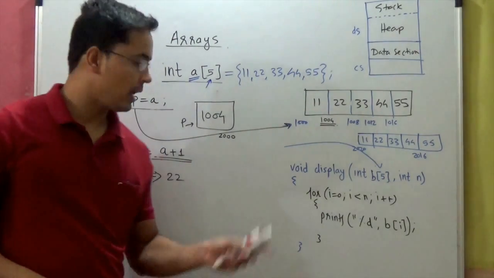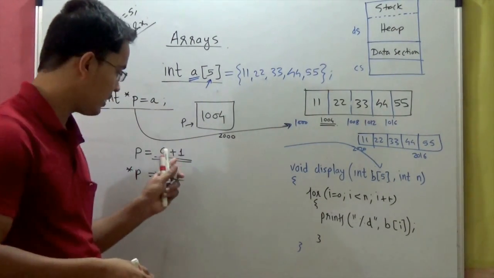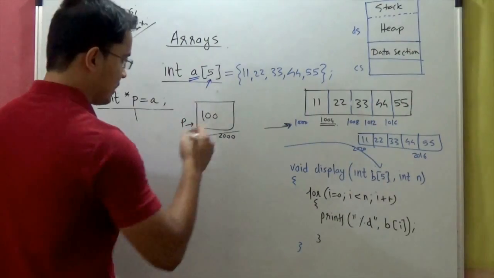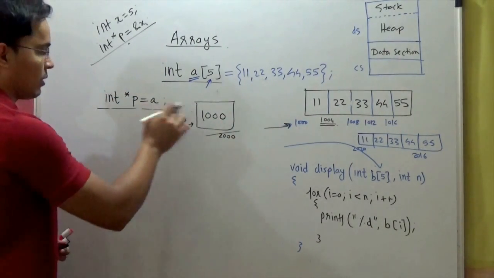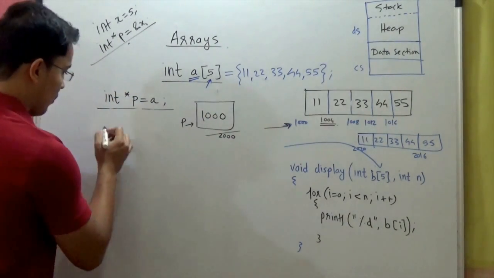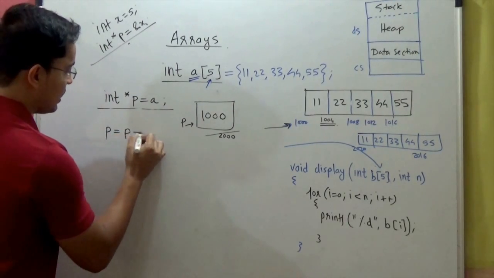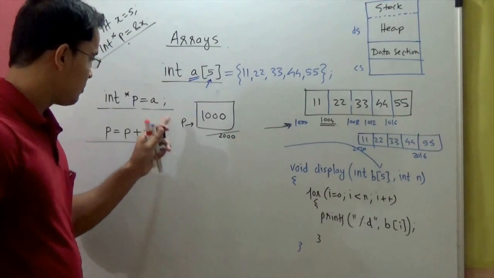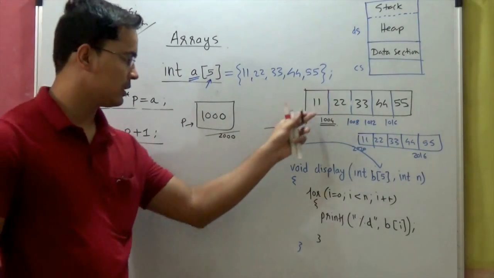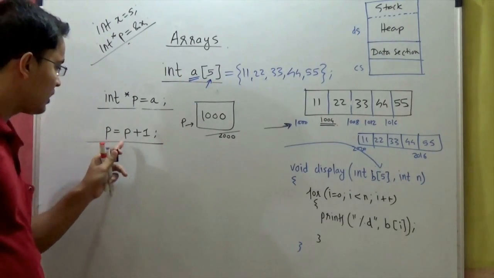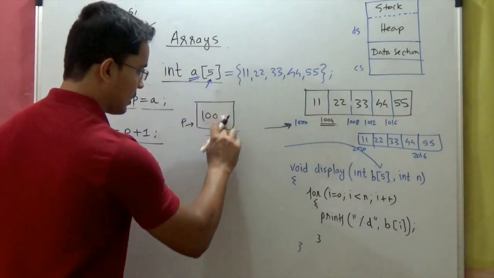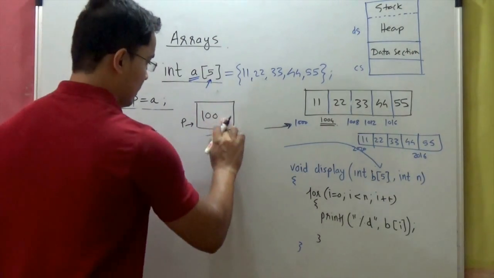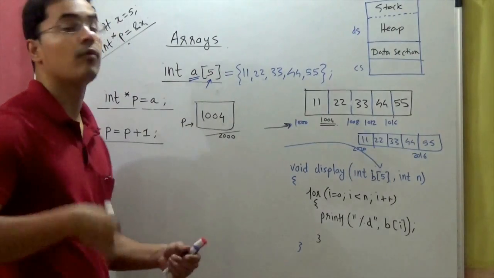So once I have the base address, if I increment it, I can access the rest of the elements of the array. Let's say int *p = a. So p is storing 1000. What if we say p = p + 1? What do you think will happen? p is initialized with address 1000. That is the base address of the array. And then if I say p = p + 1, will p become 1001? The value of p? No, it won't. Instead, it will become 1004.